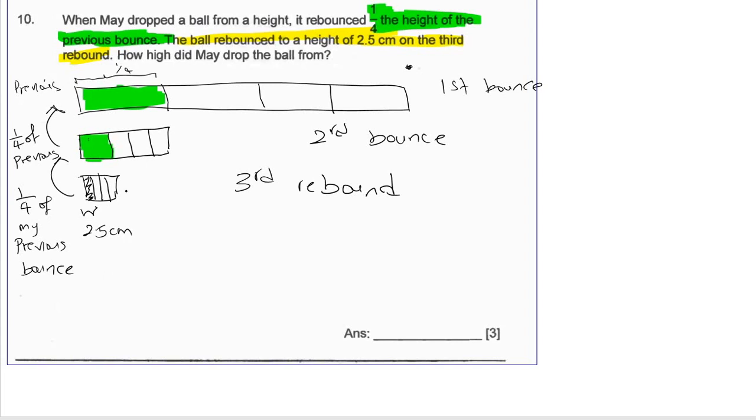Okay, so I need to go back and find what is the height that I dropped this ball from. Let's say the ball dropped down here. It rebounds to here. Then the next drop, it rebounds to here. And then the next drop, it rebounds to here. I hope that you are able to visualize it.